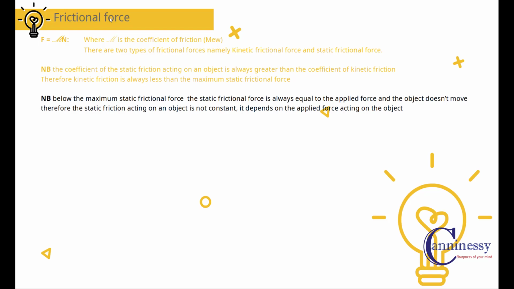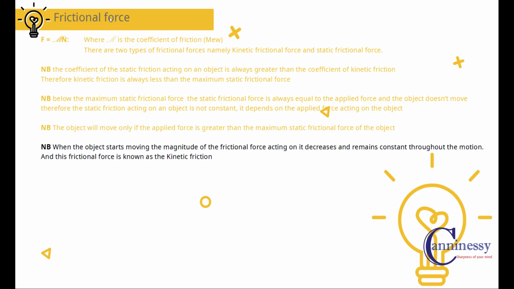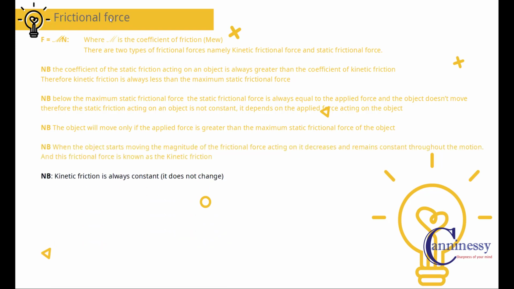Therefore, the static friction acting on an object is not constant. It depends on the applied force acting on the object. The object will move only if the applied force is greater than the maximum static frictional force of the object. When the object starts moving, the magnitude of the frictional force acting on it decreases and remains constant throughout the motion, and this frictional force is known as the kinetic friction. Kinetic friction is always constant, it does not change.